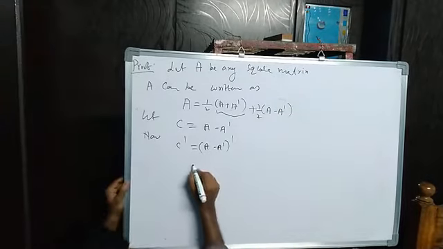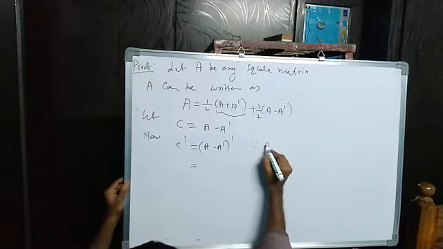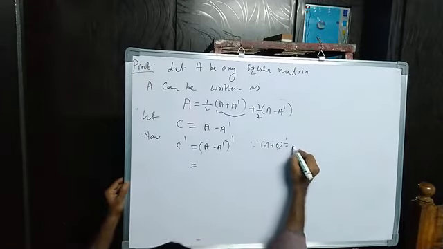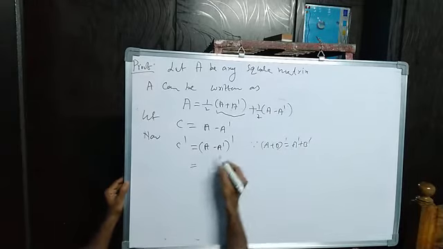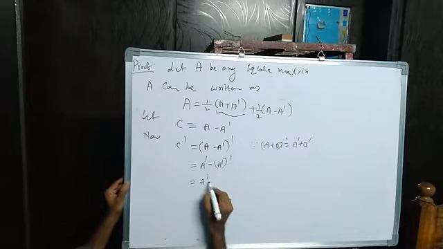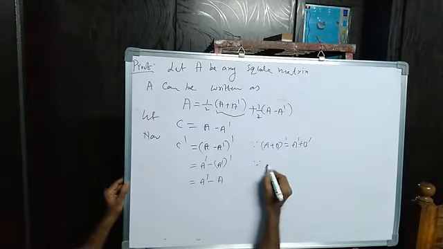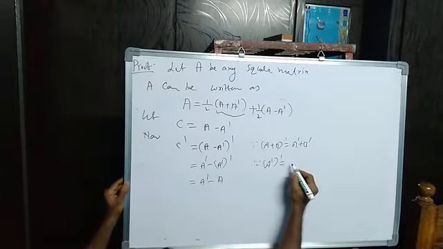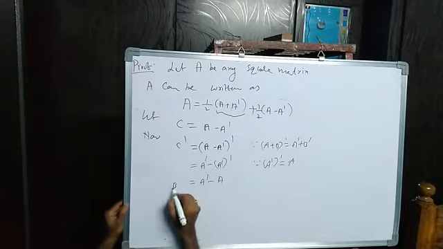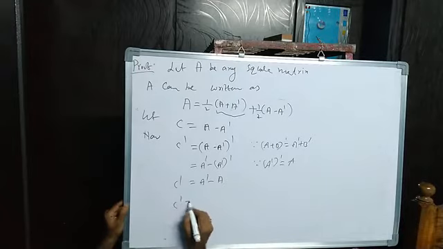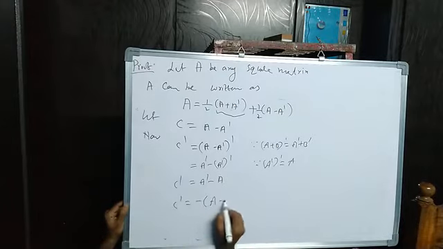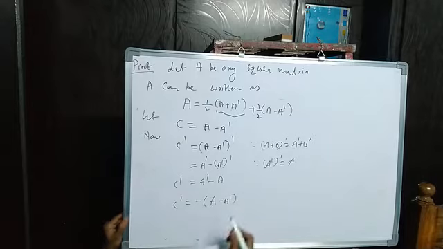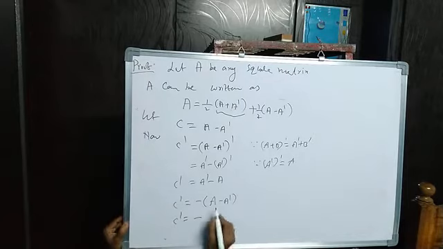Apply the same property here. Since A plus B whole dash is equal to A dash plus B dash, the same property gives A dash minus A dash whole dash, and A dash whole dash means A only. We already know that property of transpose of a matrix: A dash whole dash equal to A. So next it is C dash, right? C dash equal to, I am taking minus common here, minus of A minus A dash we got. Then C dash is equal to minus A minus A dash, which means C only. C dash equal to minus C we got.